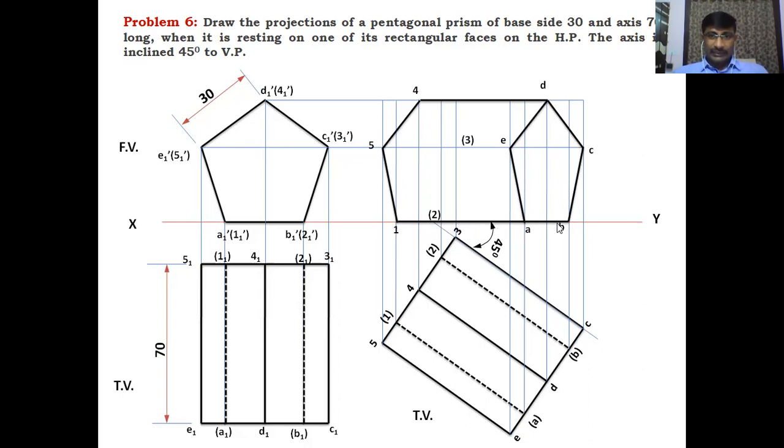Another longer edge is 2B. That is the 2 point with the B point. It is also already drawn, which coincides with it. Another longer edge is 5E. Another longer edge is 3C. From C dash to 3 dash, it is a longer edge. From E dash to 5 dash is also a longer edge.